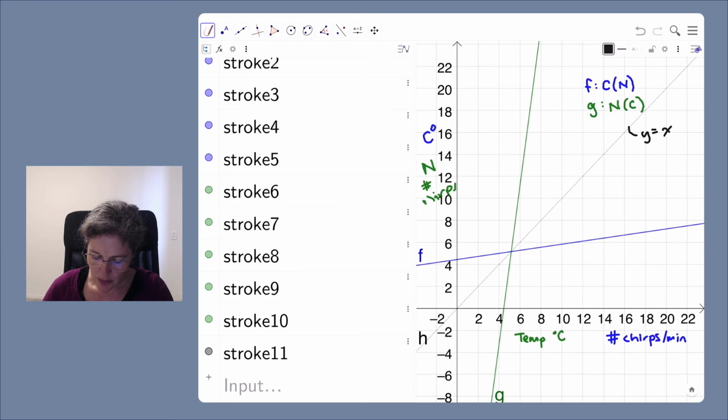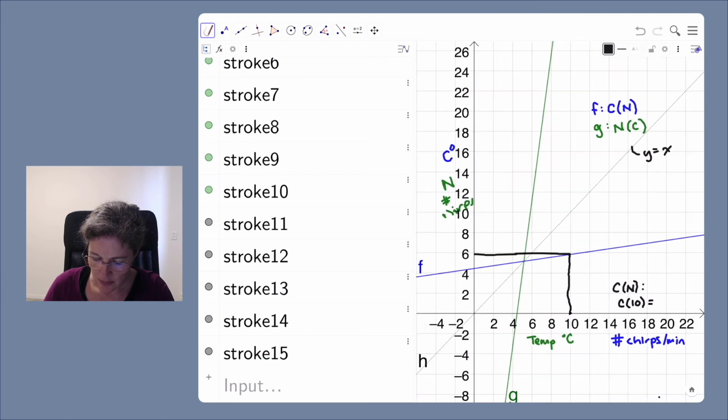I'm going to take 10 chirps and I'm going to figure out what the temperature is resulting from 10 chirps. So here what I'm doing is I'm really looking at my C of n. I'm saying C of 10 is equal to 6. Okay, good so far. But now what happens if I take this 6 as my input for my g function?